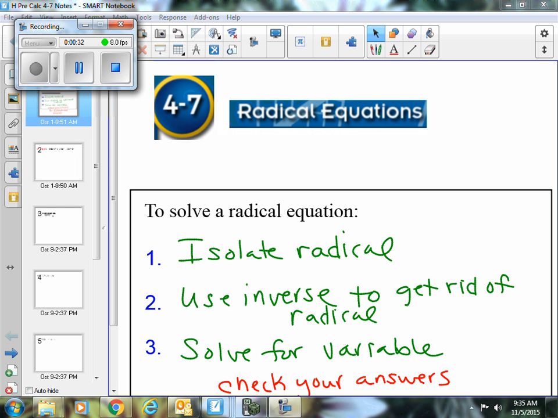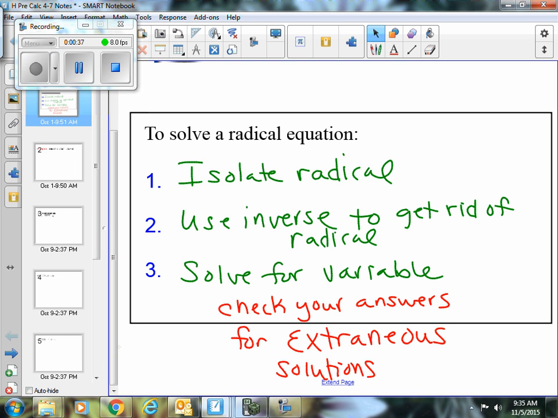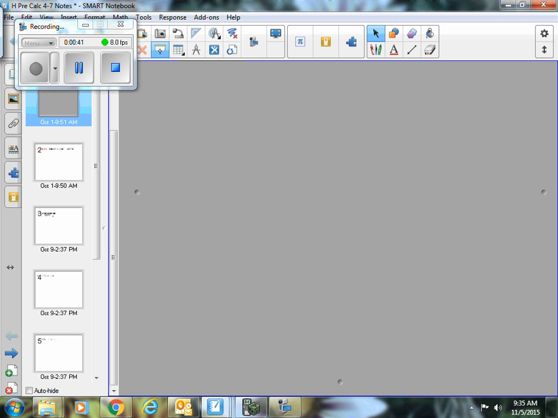So just a quick review. Again, this is advanced algebra material. It's not brand new for us, but it's things that we should talk about and make sure that everybody has a good understanding of before we keep moving.